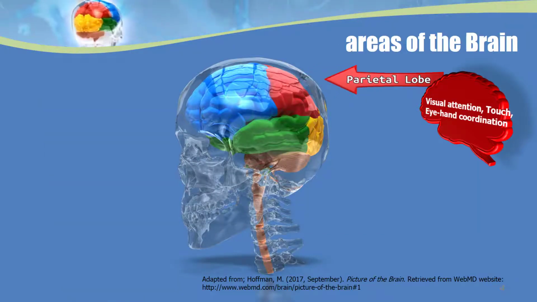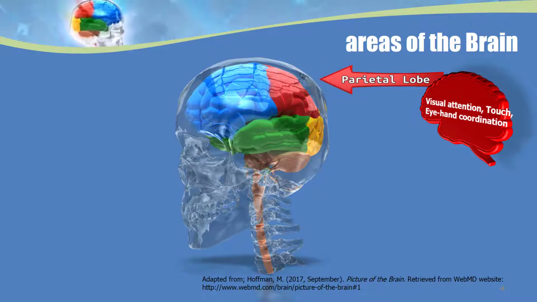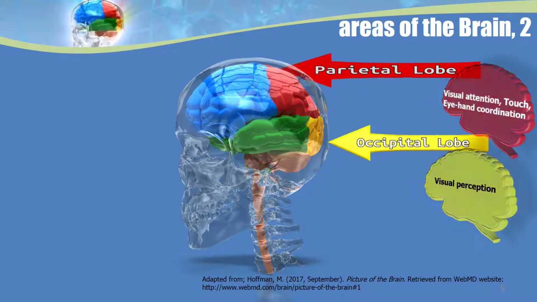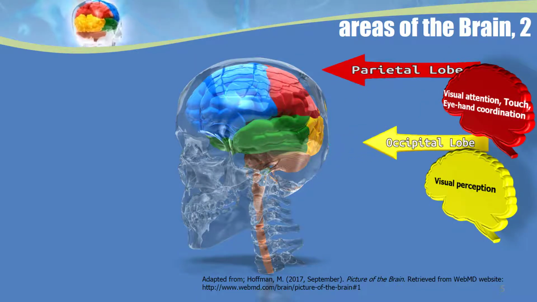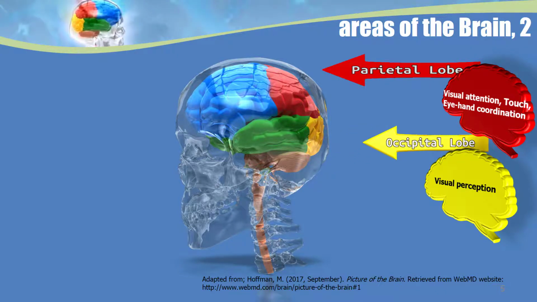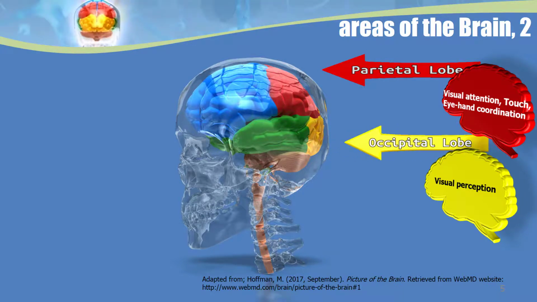The parietal lobe is near the back and top of the head. The primary functions are process visual attention, touch perception, and goal-directed voluntary movements, such as eye-hand coordination. The occipital lobe is near the back of the head. The primary functions are process visual perception, how we process the information we take in with our eyes.